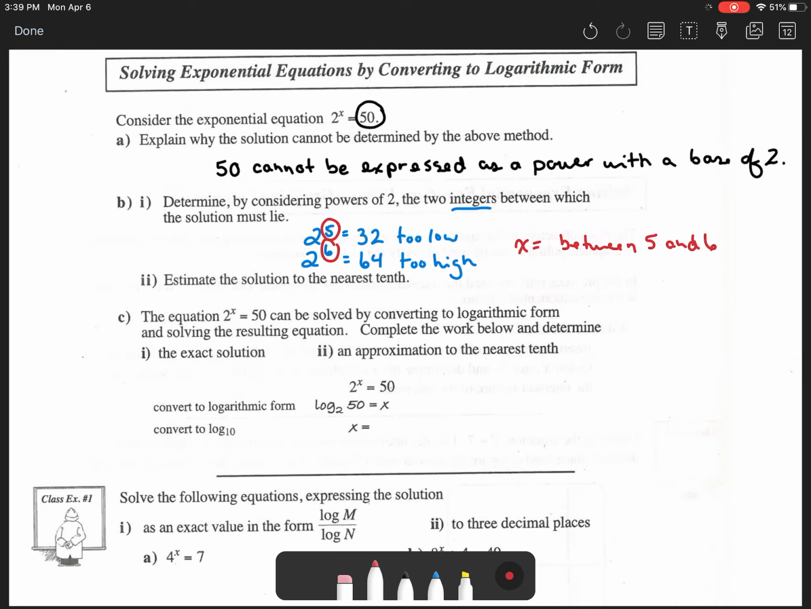Estimate the solution to the nearest tenth, okay? Well, that just takes us basically going onto our calculator at this point, and trying values for x.